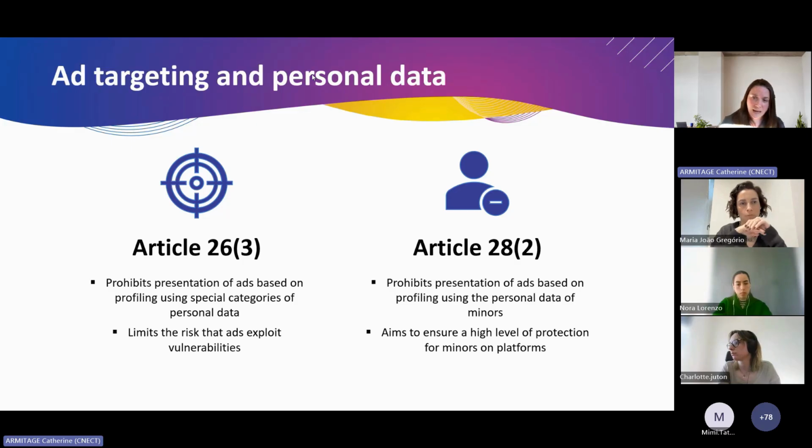The Digital Services Act also has a separate article, Article 28.1, that is more general around ensuring that online platforms protect minors. But this one is very specific to advertising under Article 28.2.